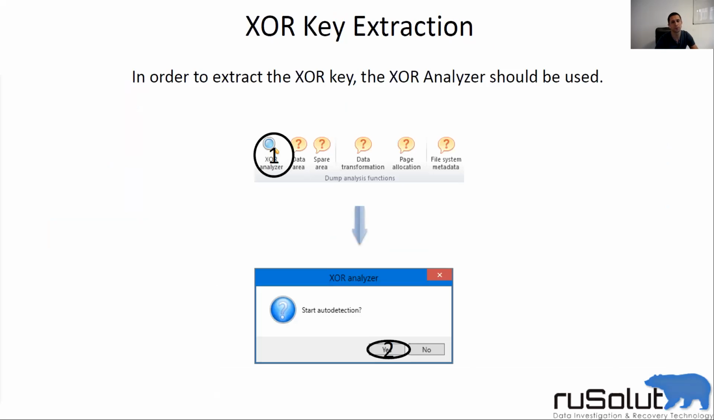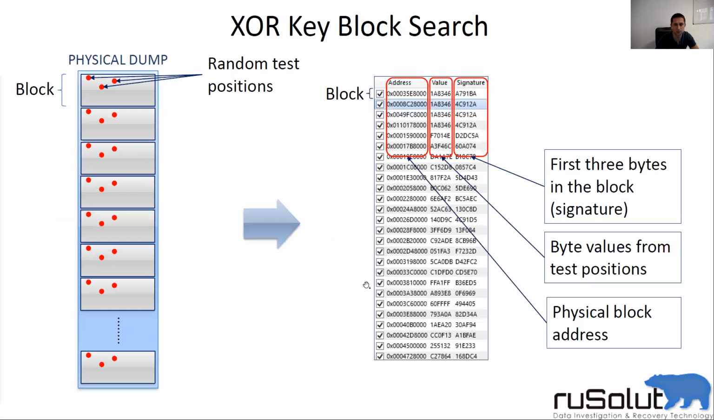How do we do that? First of all, as I told you, we need to use XOR analyzer, so we should run it, click on this button, then on this button, start auto detection. And what will happen in that moment? XOR analyzer will try to find blocks with zeros or blocks with XOR keys. It will try to search them by next method.